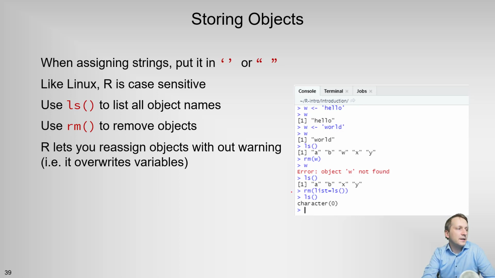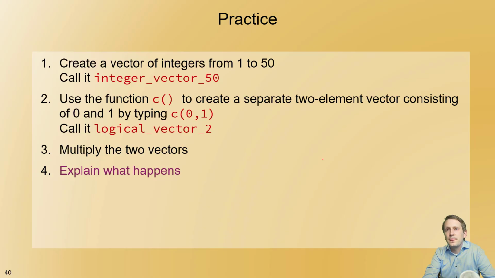R lets you reassign objects without any warning, and even between different data types. So if you have something that's numeric at some point, so it's just a number, and then you assign a character to it later on, it will not produce a warning. It will just reassign that object.